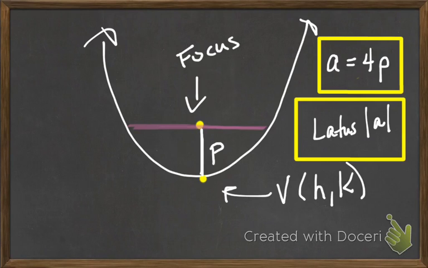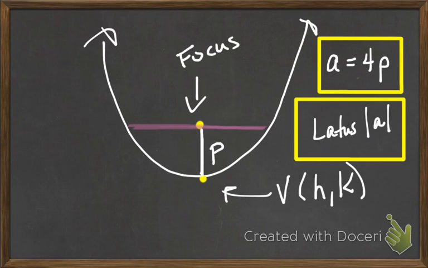A equals 4 times P. We know what A is, so we plug the A value in for A, we solve for P, and then we graph it, and we're done. Okay? So those are the two things that you need to know. Basically, A equals 4P. The latus rectum is the absolute value of A, and then you need to know where the vertex is, where the focus is, and where the latus rectum is.